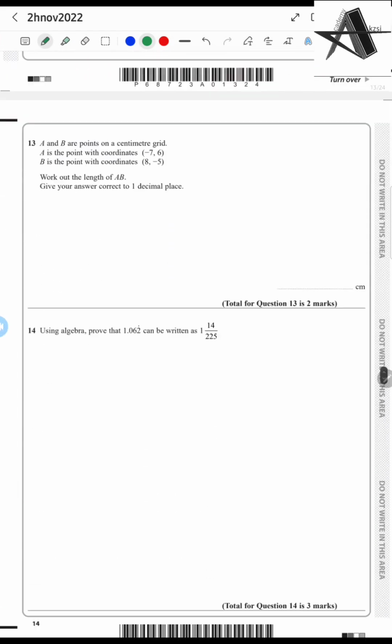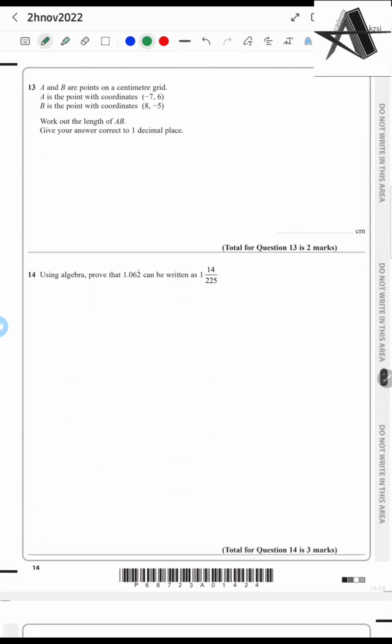Moving on to the next question. A and B are points on a centimeter grid. A is a point with coordinates -7, 6. B is the point with coordinates 8, -5. Work out the length of AB.